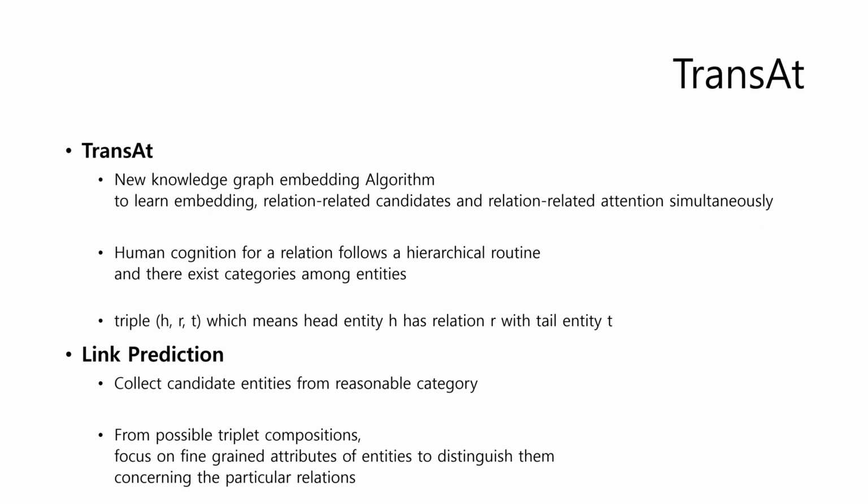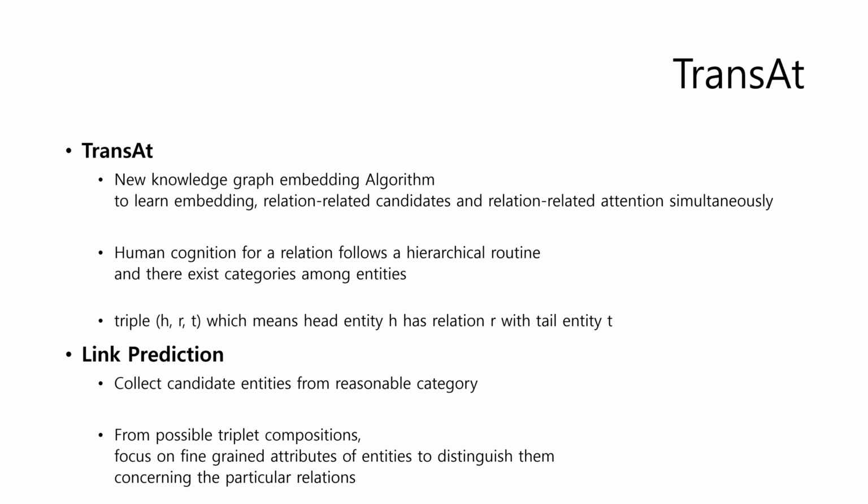Just like this, the paper proposed a new knowledge graph embedding method called TransAt. As I told you before, it stands for translation with attention. The feature of this method is learning the translation-based embedding, the relation-related category of entities and the relation-related attention simultaneously, and it follows human cognition, where relation follows a hierarchical routine and there exists category among entities.